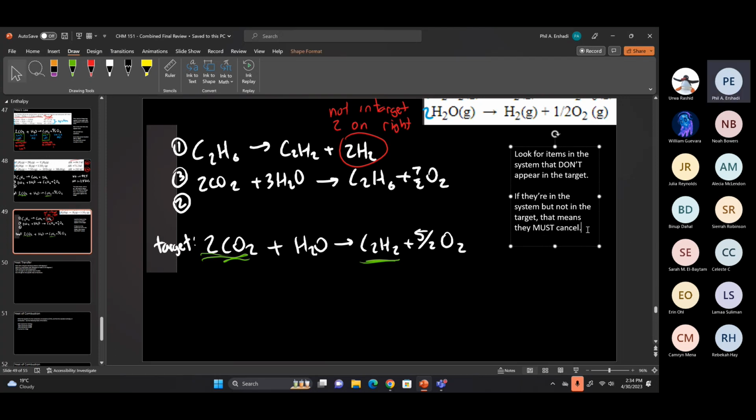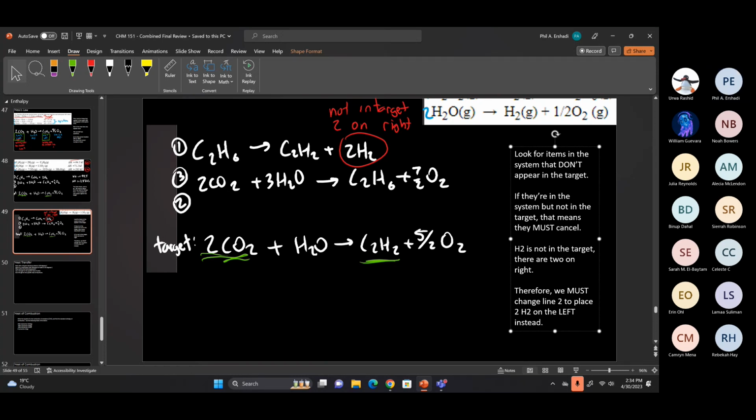So H2 is not in the target, and there are 2 on the right. Therefore, we must change line 2 to place 2 H2 on the left instead. Okay, so now let's look at line 2.